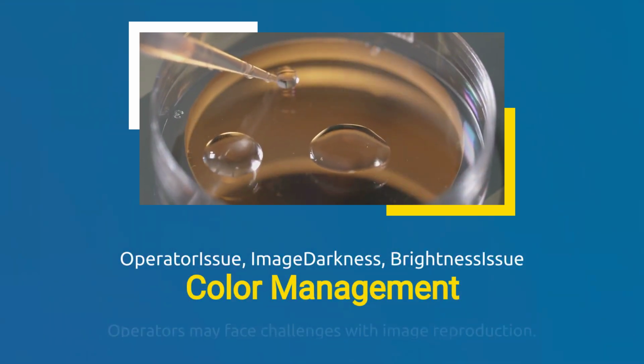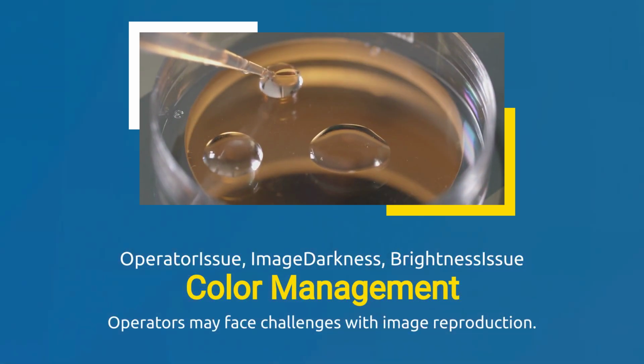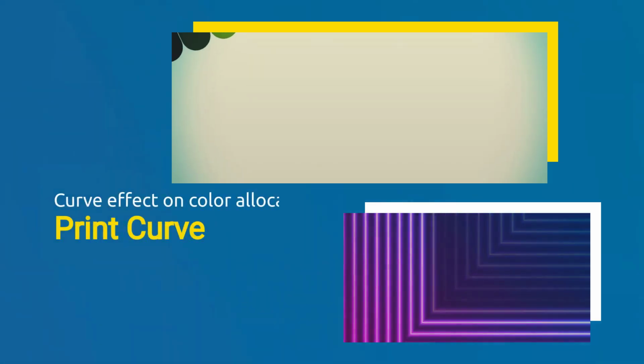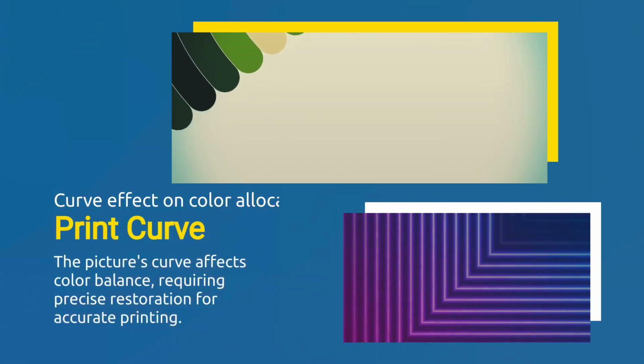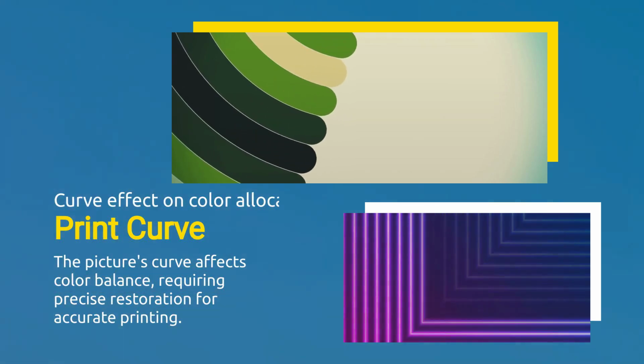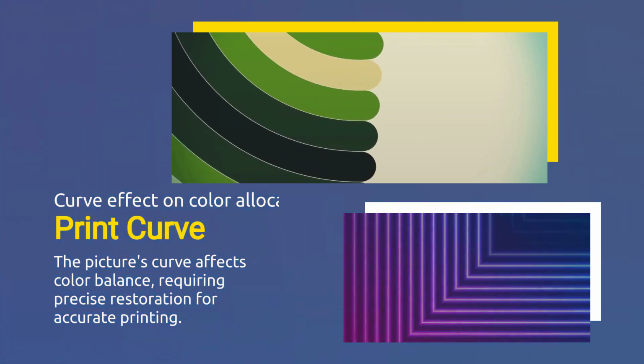Why are some operators very distressed? They have not changed the design of the original computer image. How can the printed image be very dark? The original edited image is very bright, and the printed image is indeed dark. The reason for this is the curve of the picture. In general, the effect of the curve is to allocate the proportion of color, and the printed picture needs to be restored according to the strict proportion.